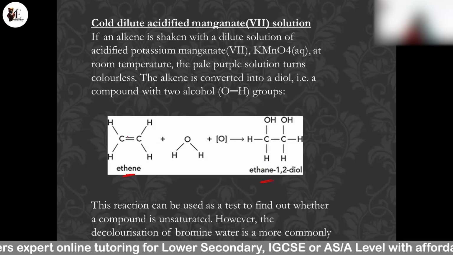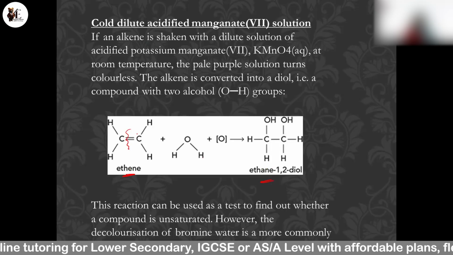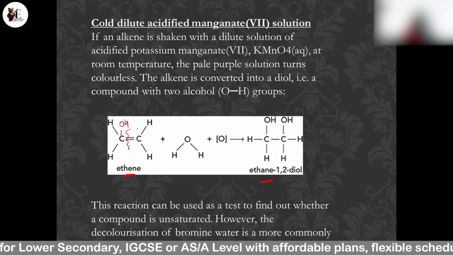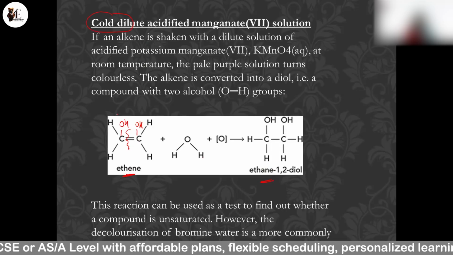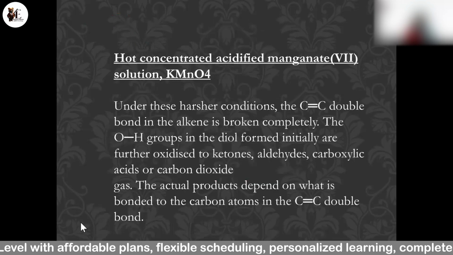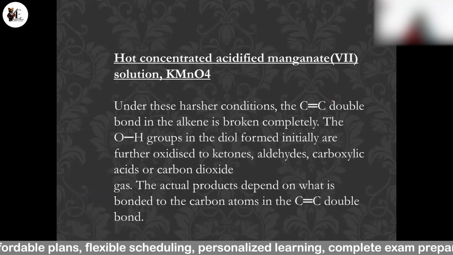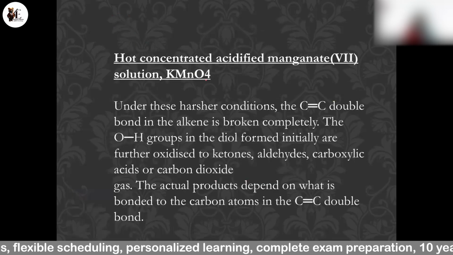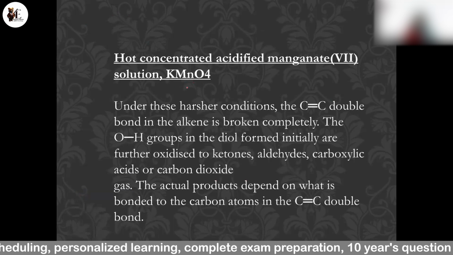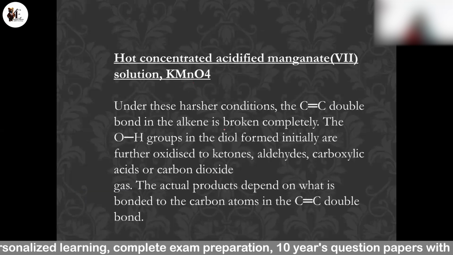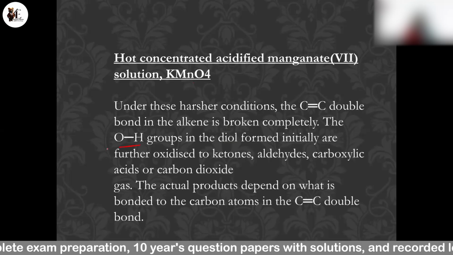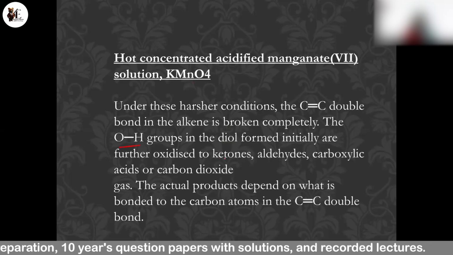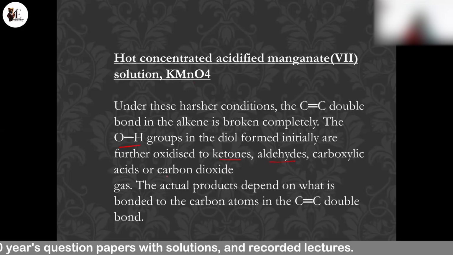The carbon-carbon double bond will break here. It will convert into a single bond, and we add OH and OH here. This is the case when we have cold dilute acidified manganate solution. But if we have hot concentrated KMnO4, these are your harsher conditions. Here the carbon-carbon double bond is broken completely. So this OH group is further oxidized to ketone, aldehyde, carboxylic acid or carbon dioxide gas.